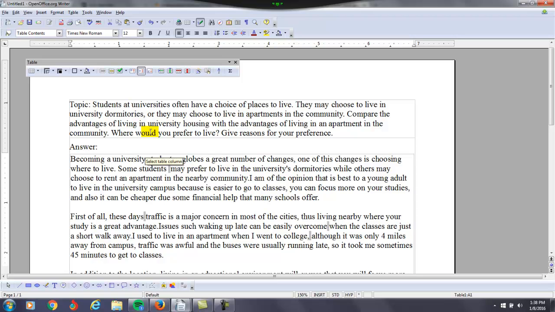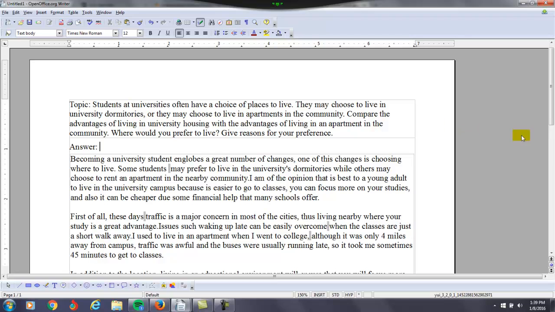So again, your first paragraph kind of sets up the idea that you are going to compare these two living arrangements. You might say something like, these two forms of living, or these two living arrangements have advantages. Then in the second paragraph, talk about the advantages of living in university housing. In the third paragraph, talk about the advantages of living in an apartment. And in the fourth paragraph, you can talk about which one you prefer, and you can probably end your essay just on that. Does that make sense? So that would be my recommendations right now.